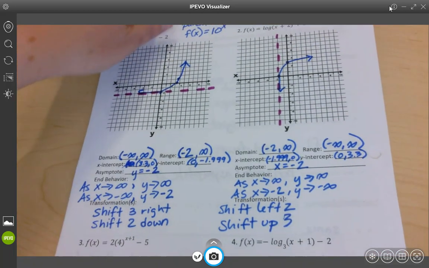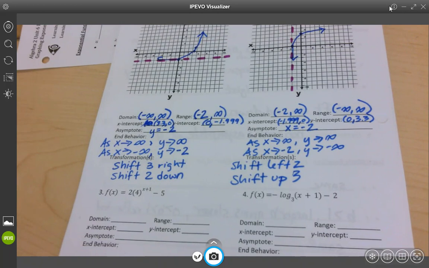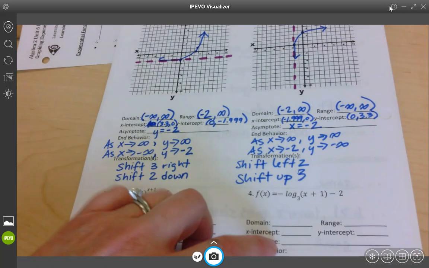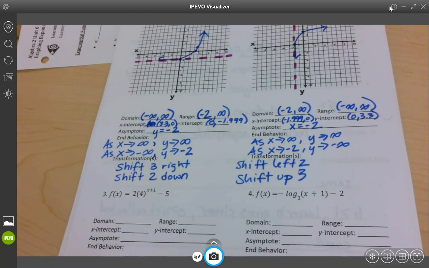All right, so make sure you have that. And then if you are done with that one, you can move ahead. Notice you don't have to graph 3 and 4. You can just look at the graph on Desmos and get your answers from that. Okay?